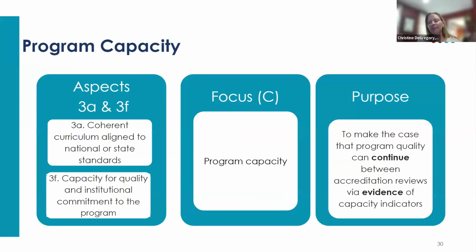All right, program capacity supports it all, right? At the end of the day, do you have what you need to make sure that you can keep on keeping on over the interim of the accreditation decision? So right now in the standard, this part of program capacity, part of it hits 3A, which is that coherent curriculum. The other is what we're really going to dig into today, the capacity for quality and institutional commitment.